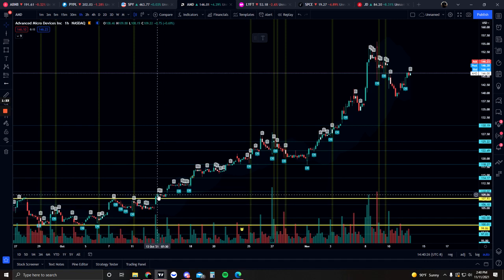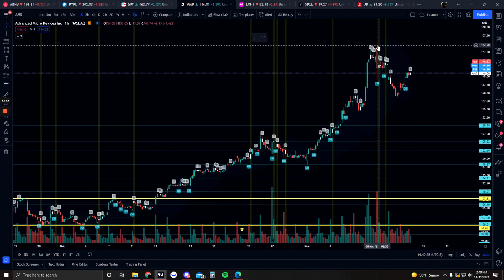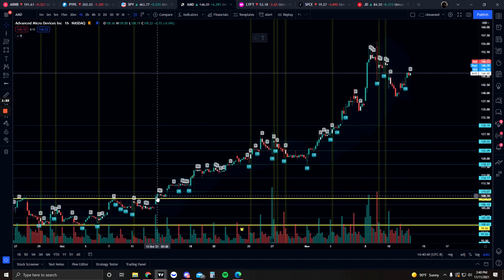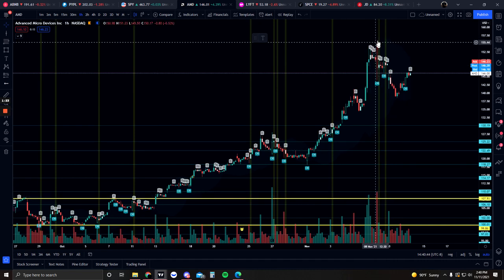You could have taken it, and then you would have ridden a swing expiring November 13th. So you would have still been in it. I looked at the contracts. They were $1 here. I think they went all the way up to $35 a contract here. So you could have turned 1,000 into 35,000 off this swing.